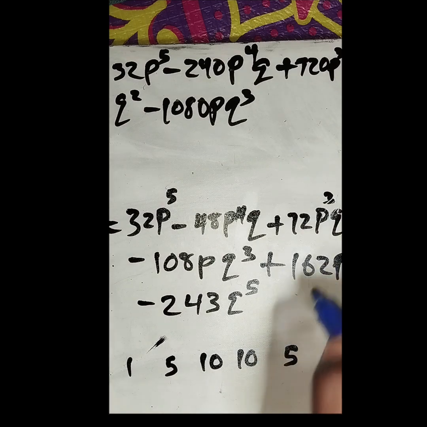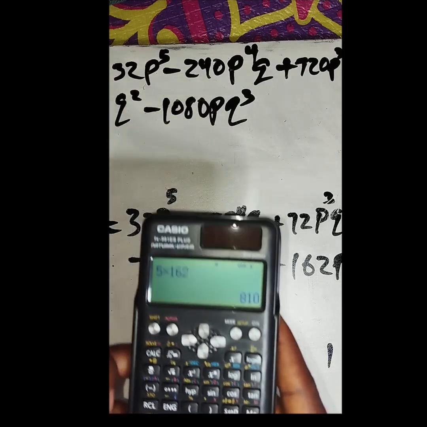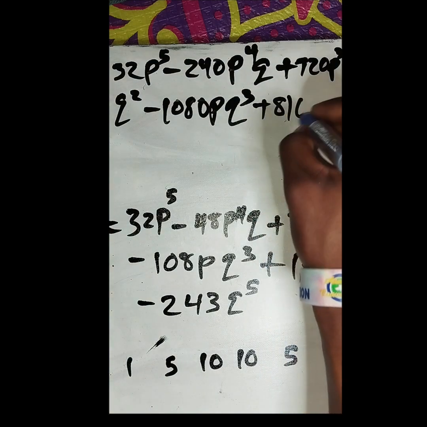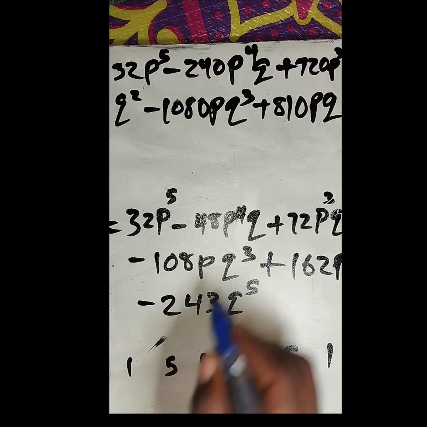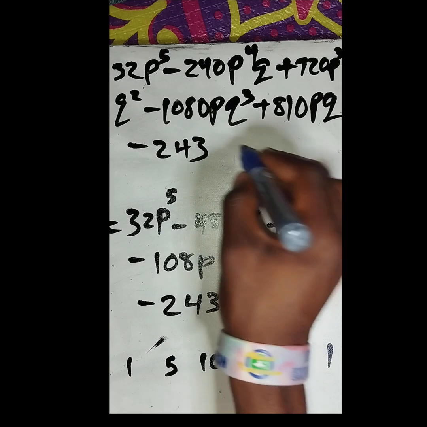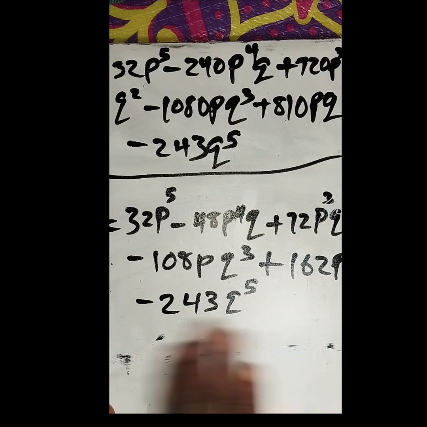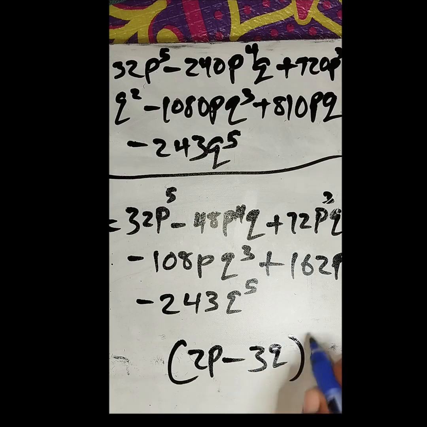Now 5 times 162 here. 5 times 162 gives 810. That's plus 810 pq to the power 4. And lastly, 1 times 243, that's 243 q to the power 5. And we are done. This is the real expansion. So the main question, which is expand using Pascal triangle method, 2p minus 3q raised to the power of 5. This is our final answer.